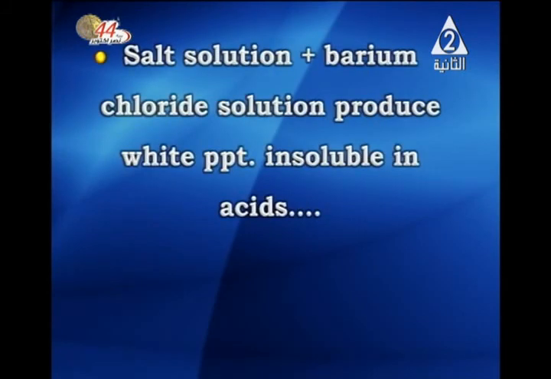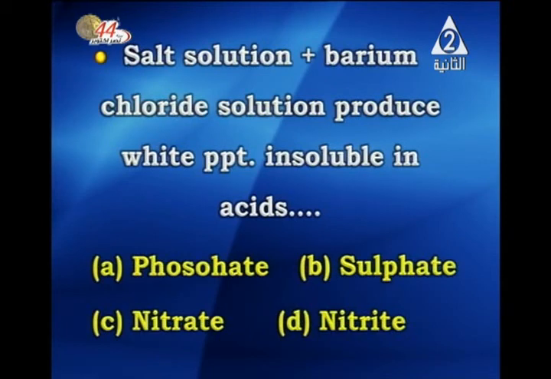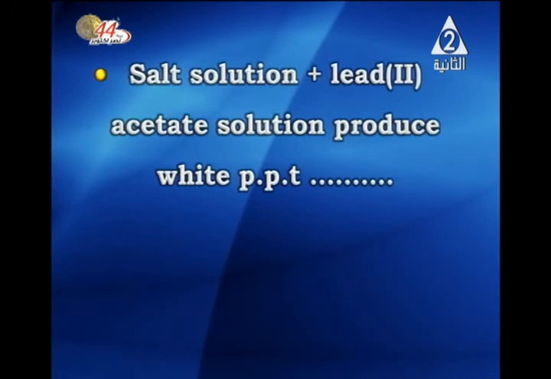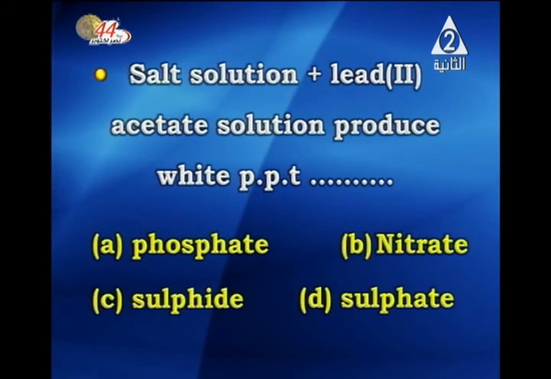Next one, the salt solution plus barium chloride solution produces a white precipitate insoluble in acids. Is it phosphate salt, sulfate salt, nitrate salt or nitrite salt? It will be sulfate salt. Next one, the salt solution plus lead 2 acetate solution produces a white precipitate. Is it phosphate salt, nitrate salt, sulfide salt or sulfate salt? It will be sulfate salt.